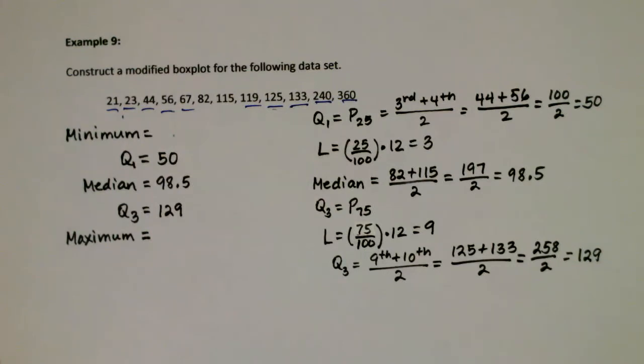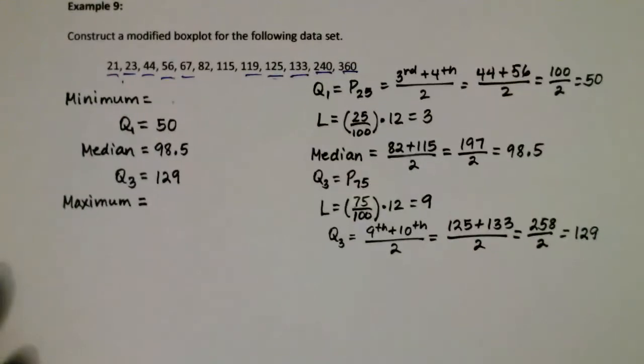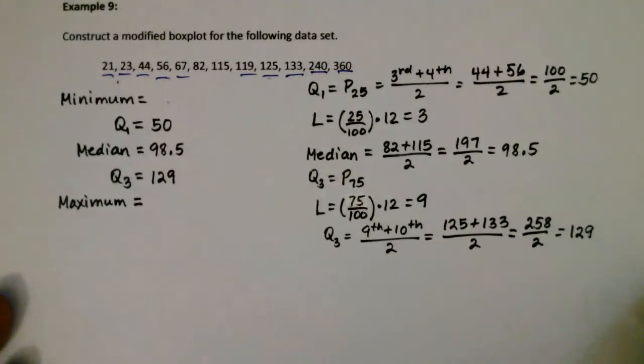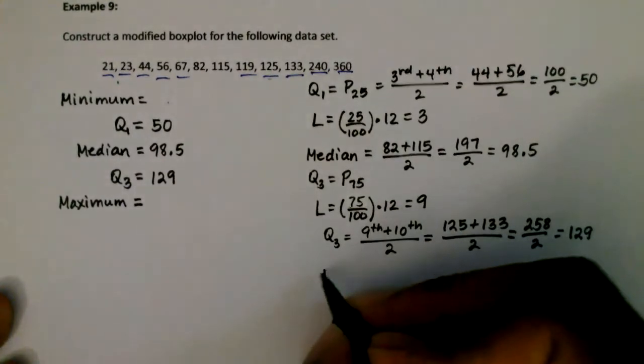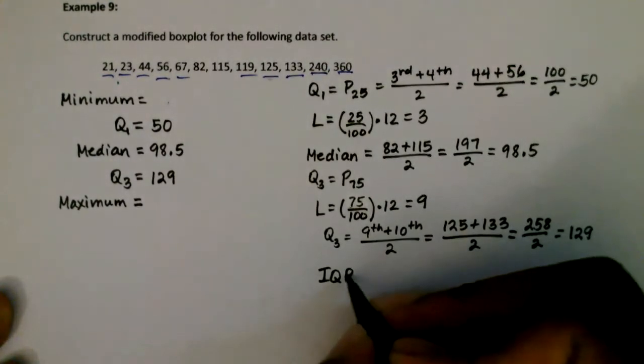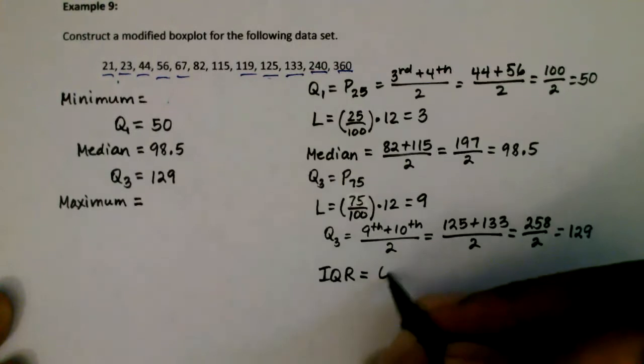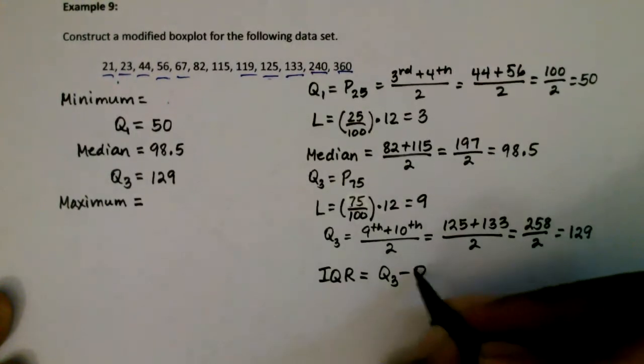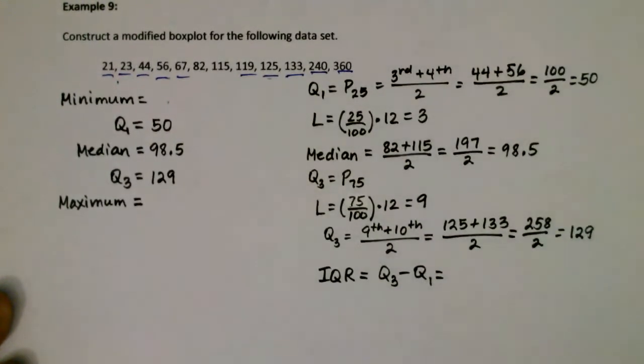Okay. Now I've yet to find the minimum and the maximum number, because I have to find out whether or not I have outliers in this data set, and I need to identify what they are. To do that, let's find what they call the interquartile range, or IQR. That, of course, is Q3 minus Q1.